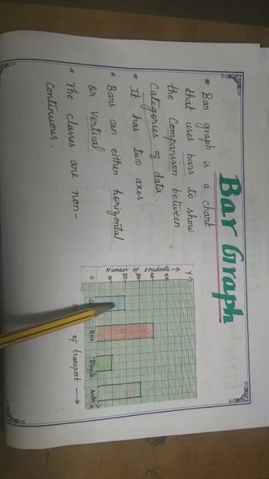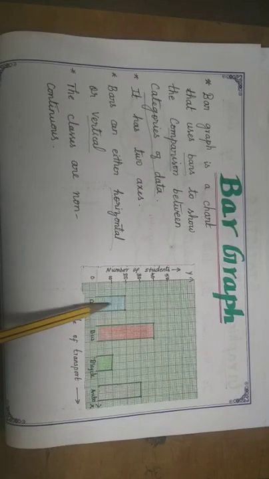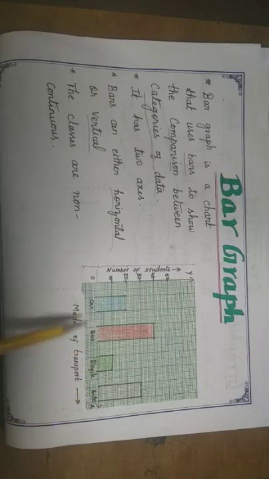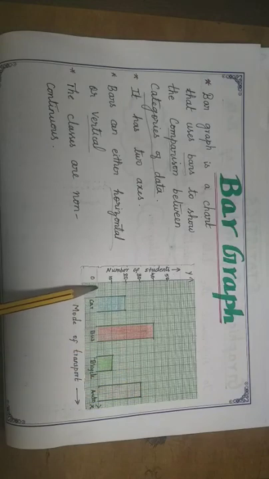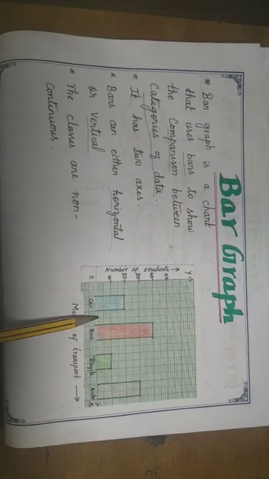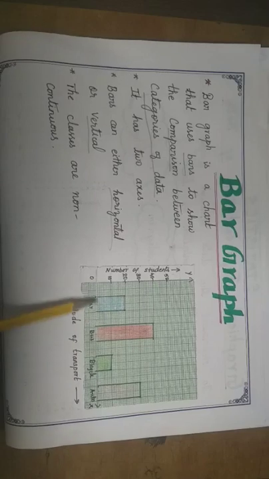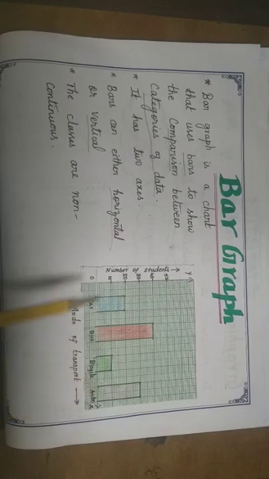So it may be horizontal or vertical. This is in the vertical position. It may be in the horizontal type also. So if you look at the graph, the classes are non-continuous. You have a gap between the bars. This is called a bar graph.